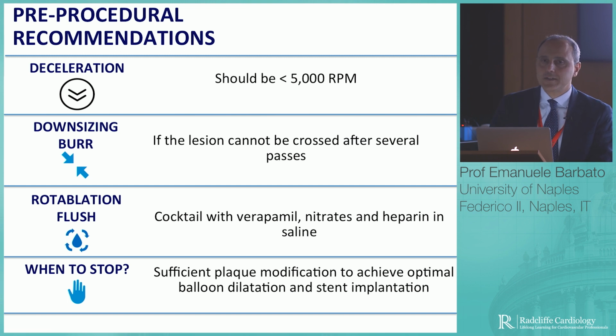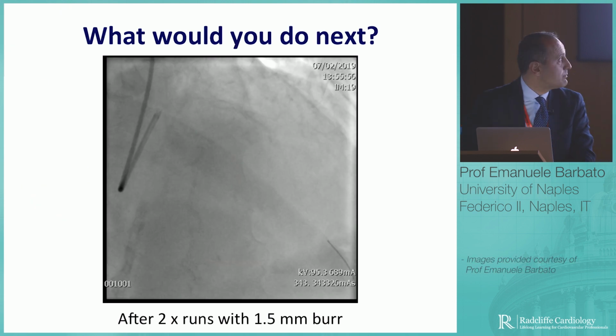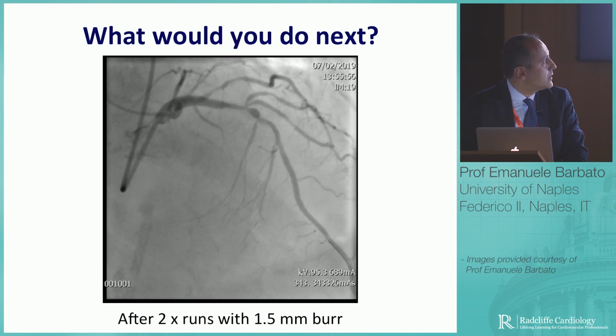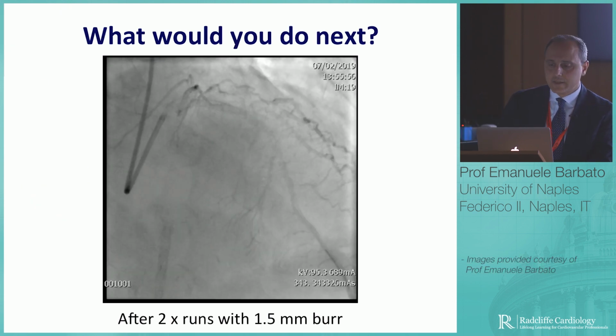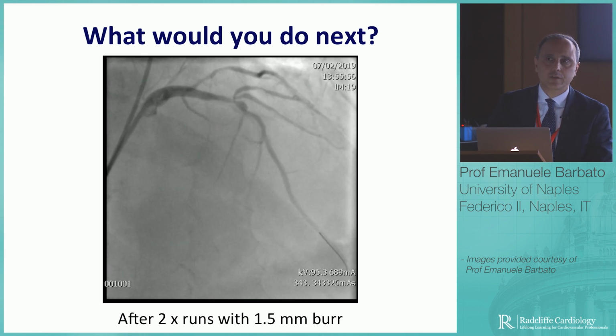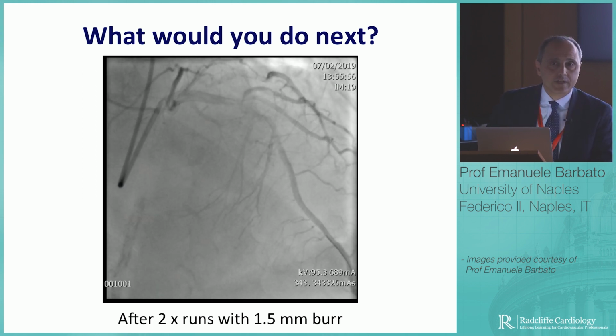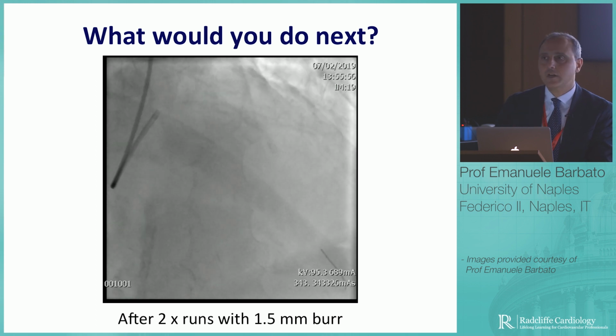There is no recipe here that is valid for every patient. When the operator thinks that sufficient plaque modification has been achieved in order to further dilate and implant the stent. It's something easy to say, but very difficult to quantify. Now, going back to our patient here, I think we all agree in this room that we would stop doing rotational atherectomy, also because we have a 6 French guiding catheter. We would move on with balloon.